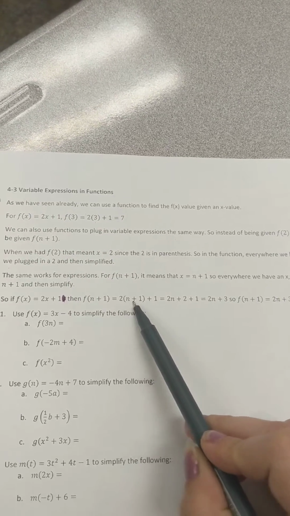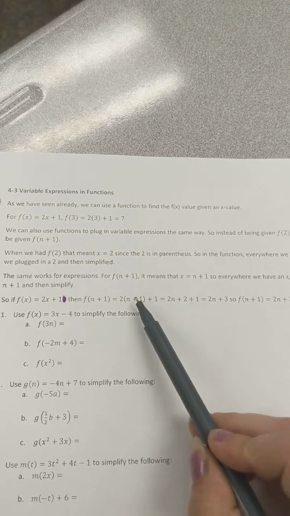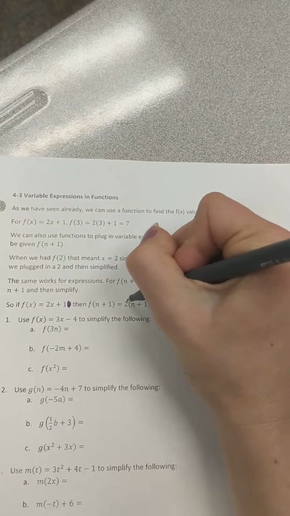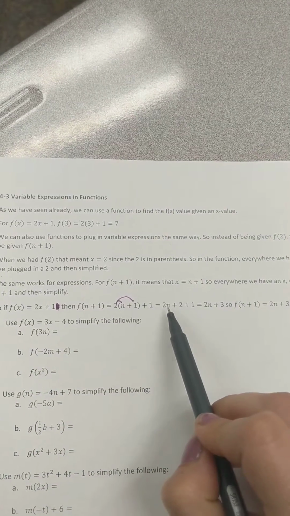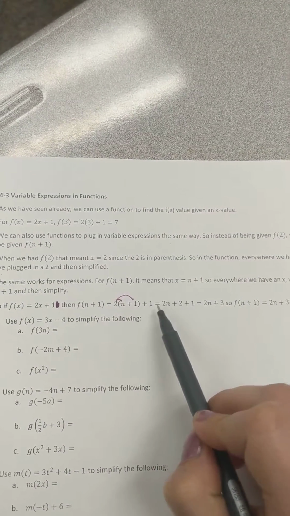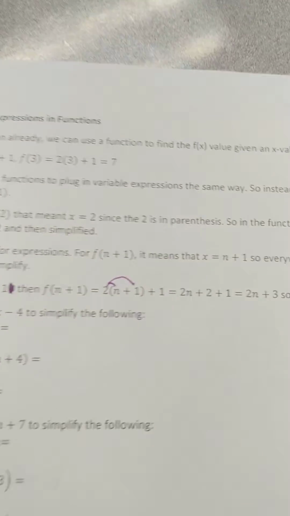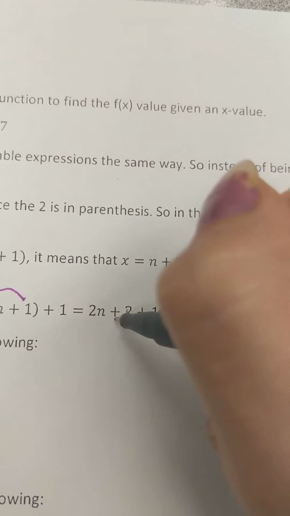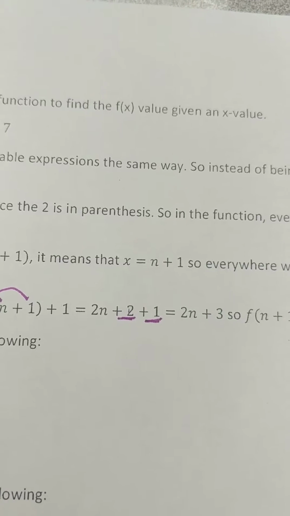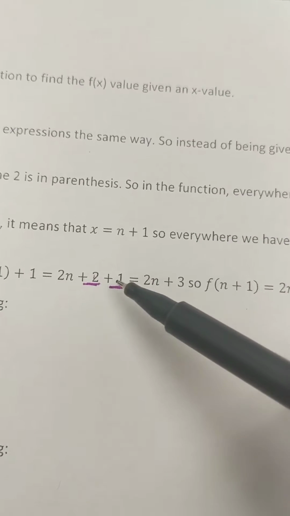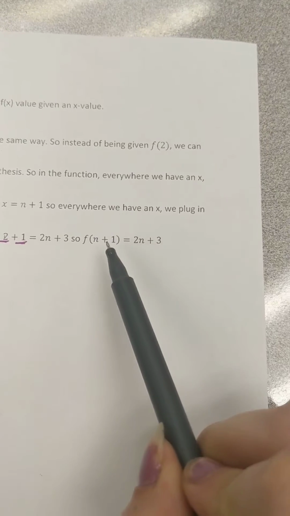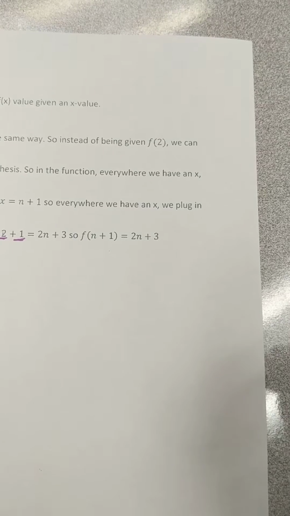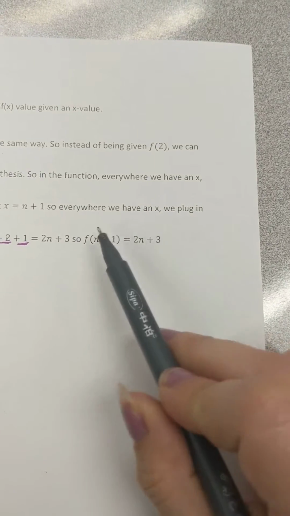So now I look at that, and this is an expression you have seen before. What should you do here? You should distribute so that you get 2 times n is 2n, 2 times 1 is 2, and you still have a plus 1. Now look at that. What do you do here? Well, I have a plus 2 and a plus 1, and those are like terms. So I keep my 2n, but 2 plus 1 is 3. So f of n plus 1 simplifies to be 2n plus 3. That is basically a new function that you created.